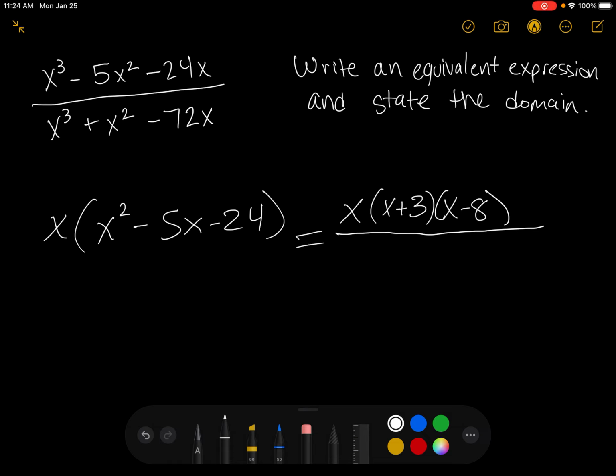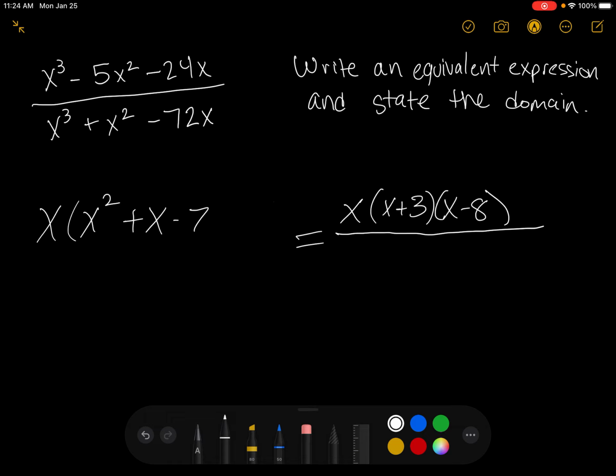Now I'm going to go ahead and factor my denominator, right? So I'm going to erase this real quick. So now I have x to the third plus x squared minus 72x. Again, I can factor out an x, right? And then I'm left with x squared plus x minus 72. And then the numbers that multiply into negative 72, we have 8 times 9. 9 has to be positive. So then this becomes x times x plus 9 times x minus 8, right? If you were to multiply this out, you would end up with your original function.